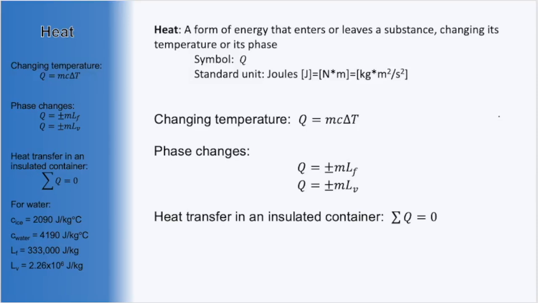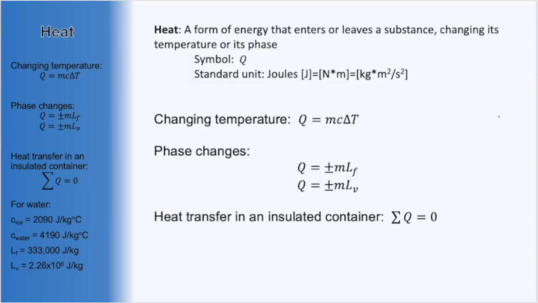The plus-minus signs on each of these equations depend on if heat is entering or leaving the substance. For example, going from solid to liquid, which is melting, or from liquid to gas, which is vaporization, both require heat coming into the substance, so we would use the positives. Meanwhile, if the phase changes are going in the other direction, we would use the negative for heat leaving the substance.